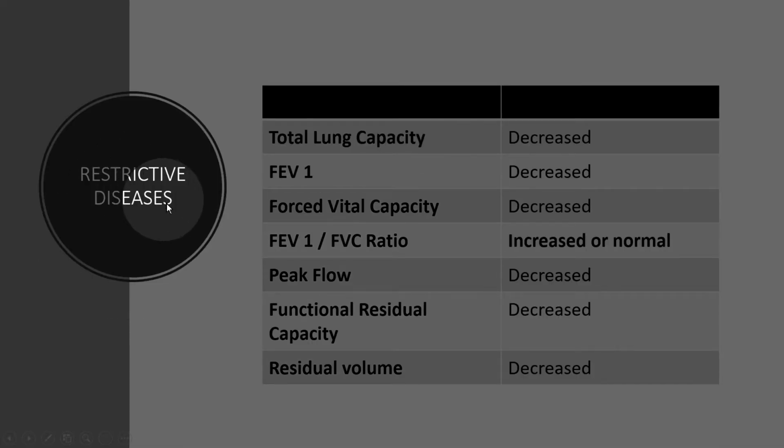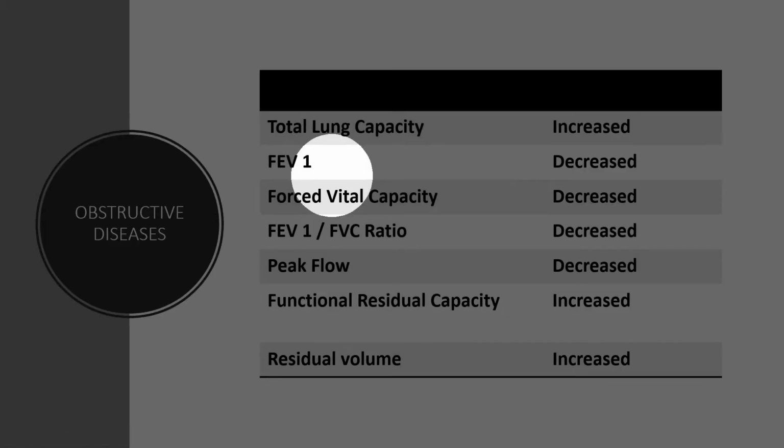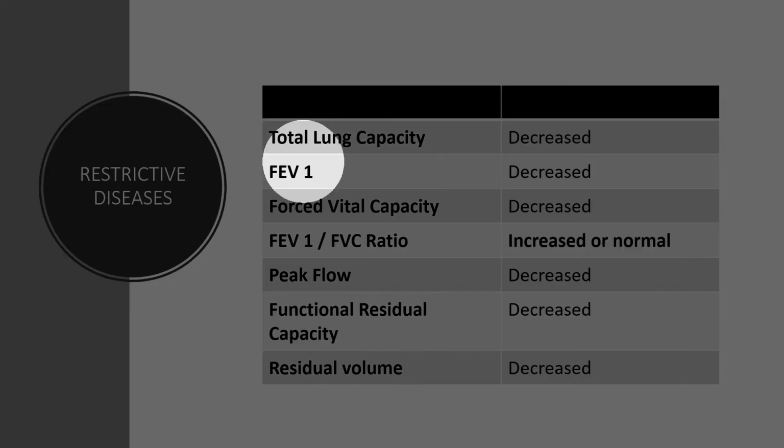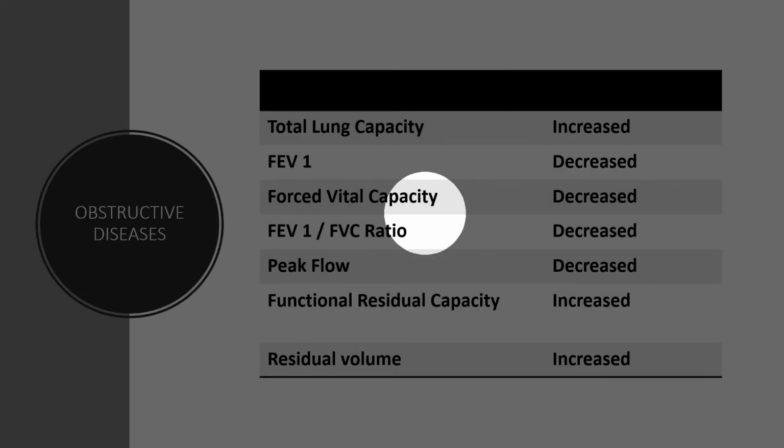Similarly, for the restrictive lung disease, we observe that the residual volume is decreased, so the functional residual capacity is decreased, and therefore total lung capacity is also decreased. Now for the FEV1, it is also decreased. However, in the obstructive disease, it is also decreased. Okay, it is similar to the FEV1. Now come to the forced vital capacity, which is decreased. Here we will see that forced vital capacity is decreased.